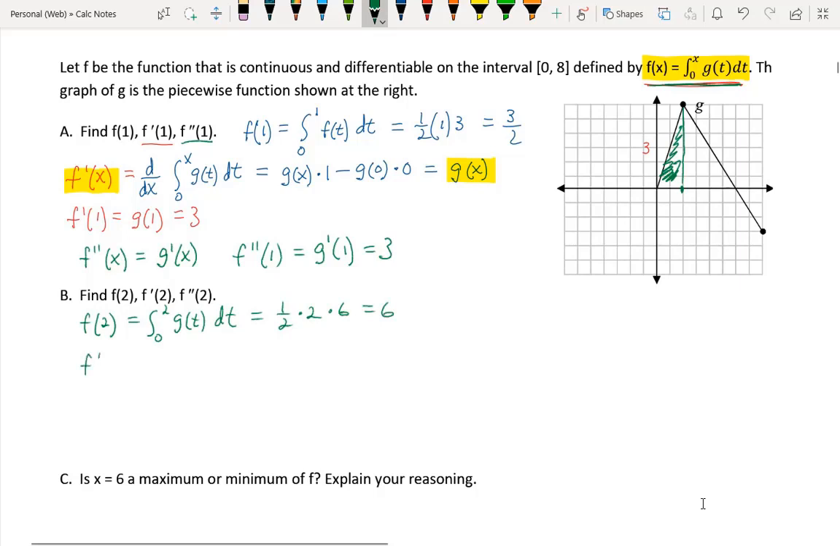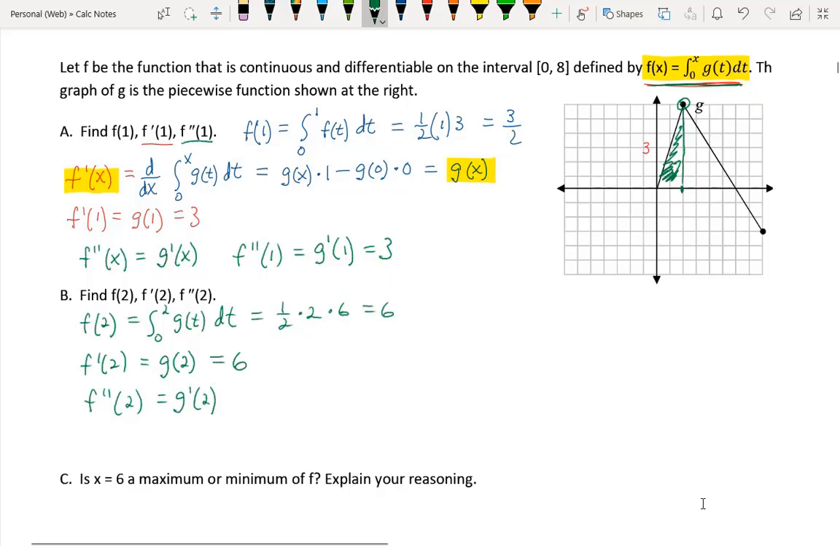f prime of 2: we already did the derivative for f prime, and we showed that f prime of x is equal to g of x. So f prime of 2 is equal to g of 2. And again, this graph over here is g. So if I look at this, g of 2 is defined right up here at 6. So this is equal to 6. And then f double prime of 2 is equal to, and again we showed that f double prime is equal to g prime, so this is g prime of 2.